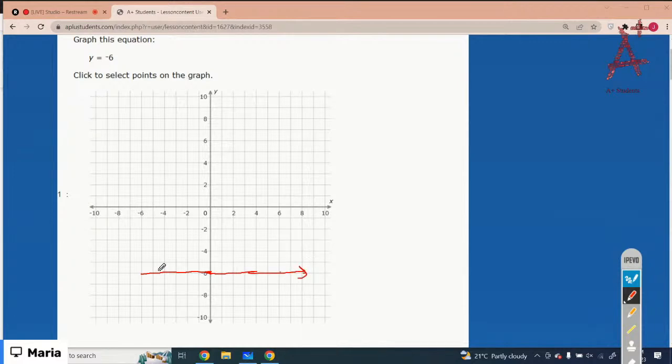Got it? So it has so many x values. You can just join any of the points. Got it? But the y value is the same. That would be negative 6 for all the points. Let's suppose for this one, x is 4, y is negative 6. For this one, x is negative 4 and y is negative 6. Got it? The line is parallel to the x-axis. That would be the horizontal line graph. Got it?